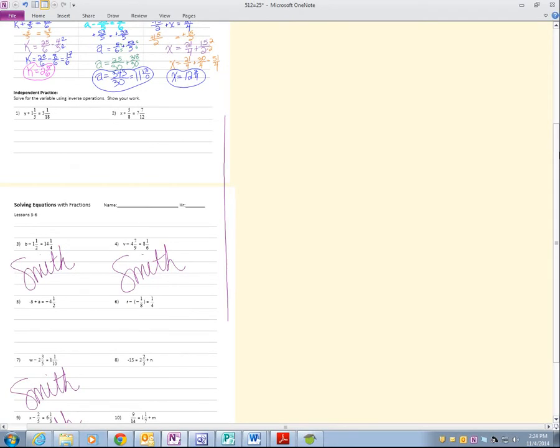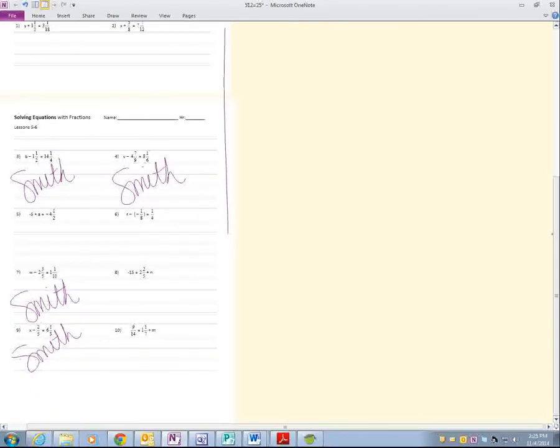So on the back side, you do not need to do 3, 4, 7, and 9. I took off all the easy ones on the back side.